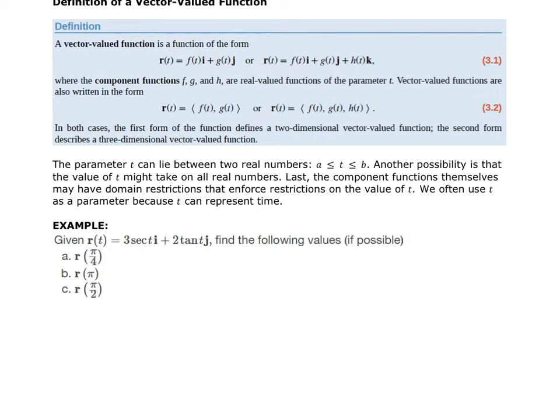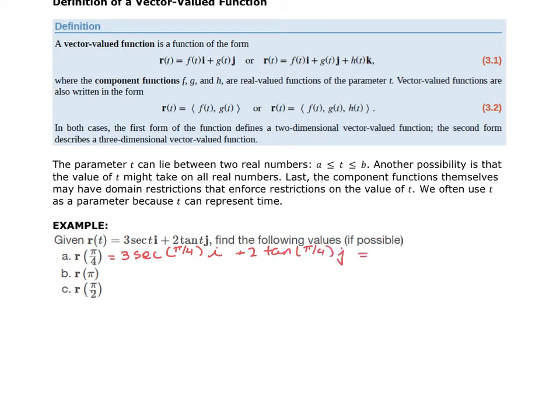Let's take a look at our first example, where we're asked to evaluate r at pi over 4, r of pi, and r of pi over 2. Basically, we just put that value into each component. So I'm asked to do 3 times the secant of pi over 4, i, plus 2 times the tangent of pi over 4, j.